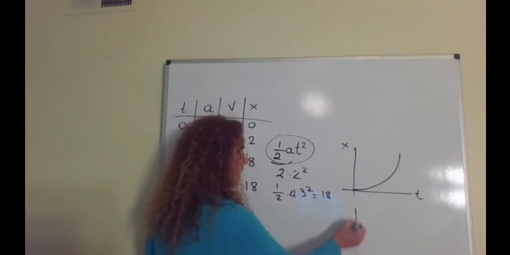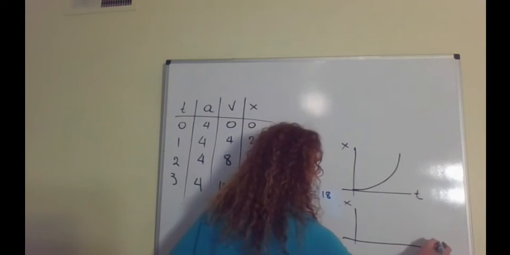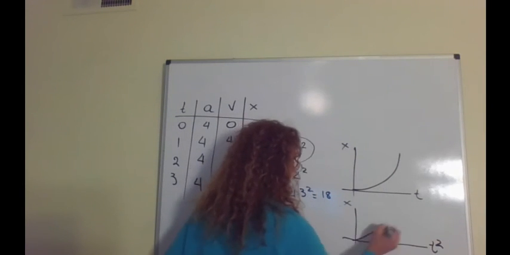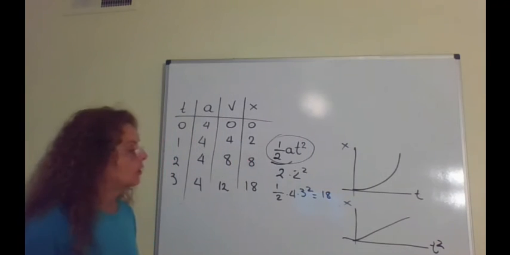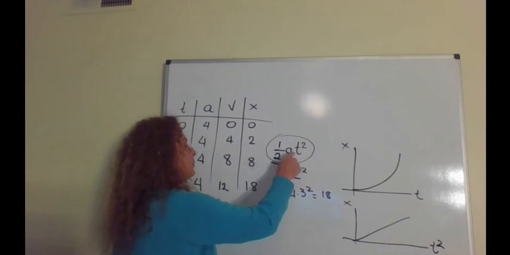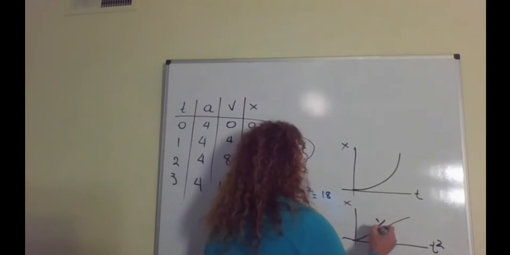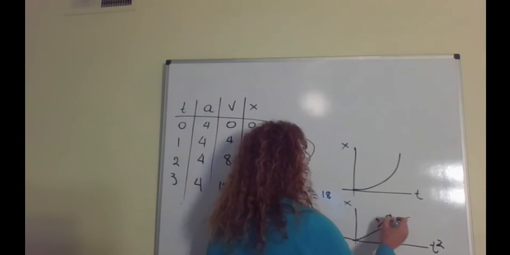Now, if I had position versus time squared, that would be a straight line, right? A straight line whose slope would be half acceleration. The slope of this is half acceleration.